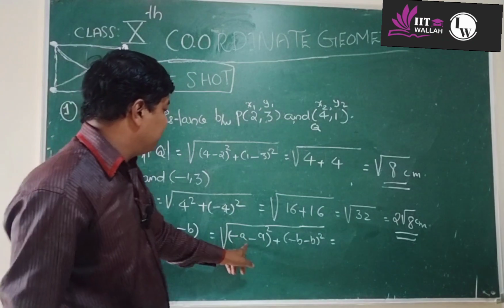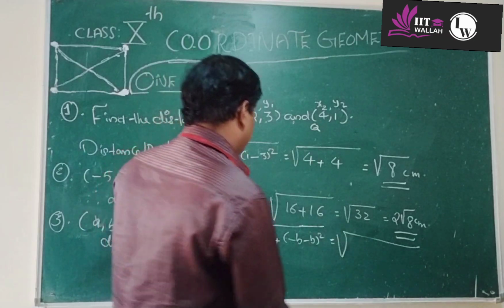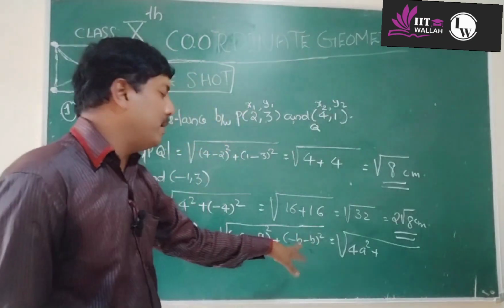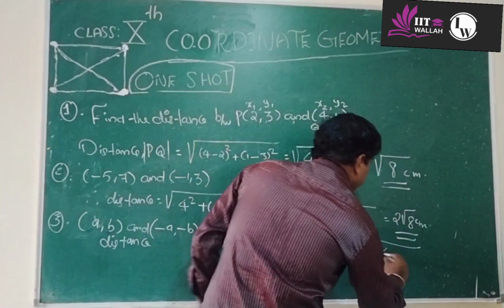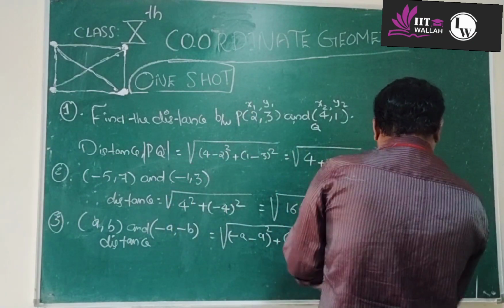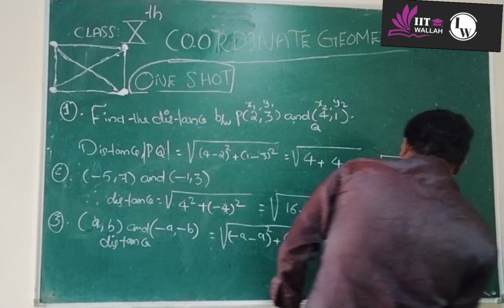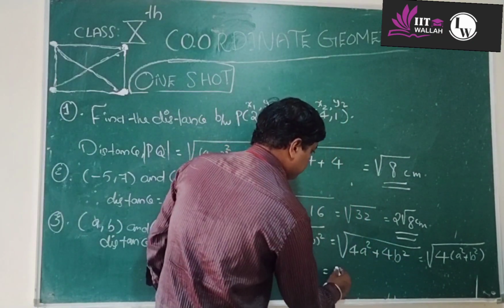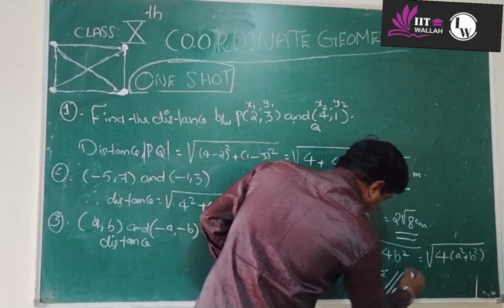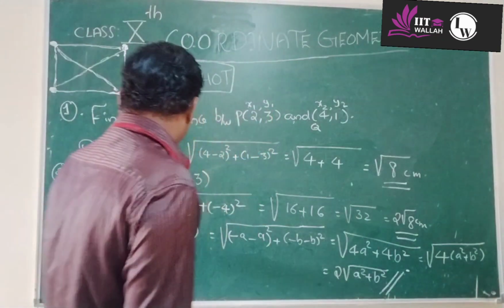That means minus a minus a is minus 2a. Minus 2a whole square is 4a square. Right? Minus b minus b is minus 2b. Minus 2b whole square is 4b square. Okay. Now, take 4 outside. Root of 4 into a square plus b square. That means root of 4 is 2. 2 into root of a square plus b square. This is what we are getting, the distance between these 2 points.